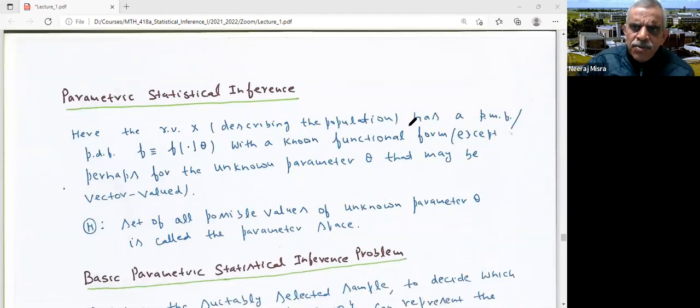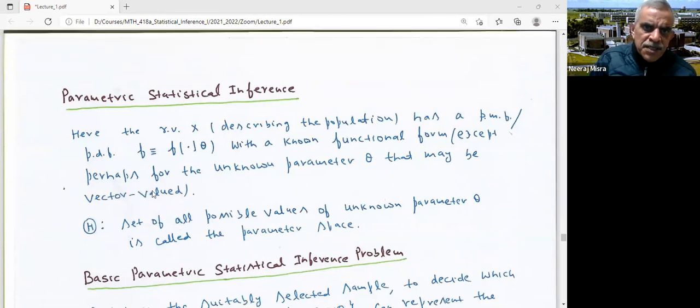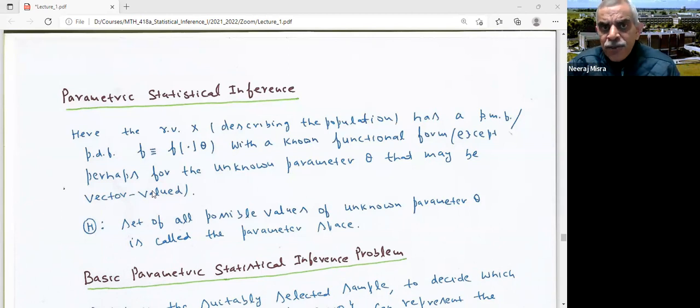Now here the random variable x has a PMF or probability density function f, which depends on a certain parameter theta. But your PDF has a known functional form. That means the functional form of the PDF is known. For example, in the normal case, I know the functional form as 1 upon root 2 pi e to power minus (x minus mu) whole square by sigma square. In the case of exponential, I know the functional form. It is 1 by theta e to power minus x by theta.